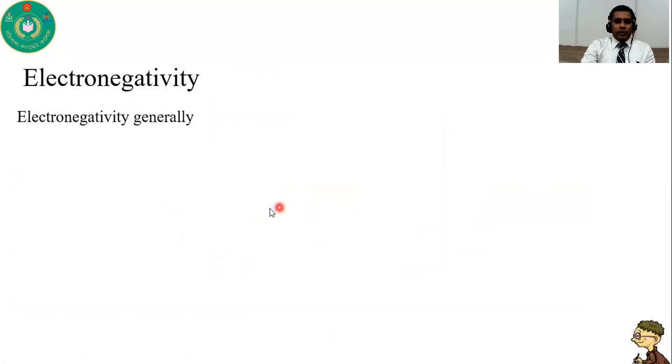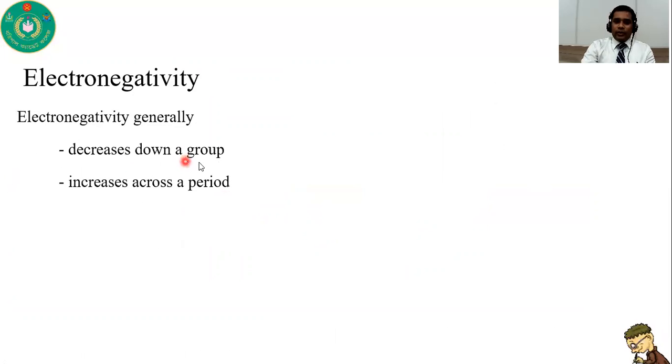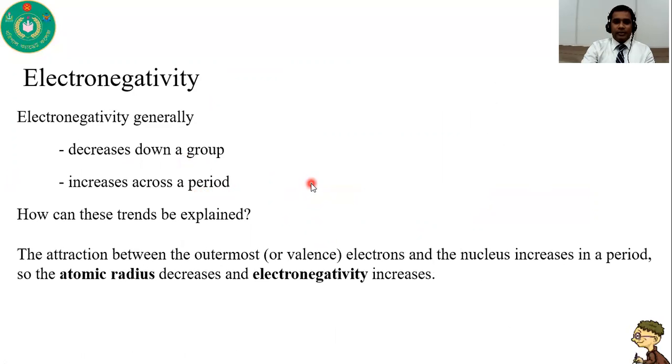Now, electronegativity generally decreases down a group and increases across a period. How can this trend be explained? We can explain this because the attraction between the outermost electron and the nucleus increases in a period, because we know that in a period atomic radius decreases. As atomic radius decreases, the attraction force between electron and nucleus increases. That's why electronegativity also increases.